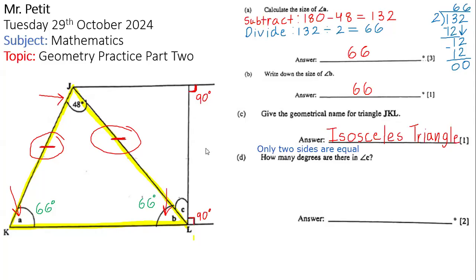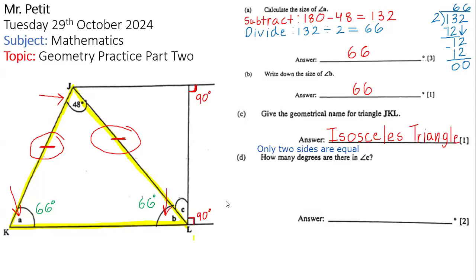Okay. Now that we got that, we need to figure out how we're going to get angle C. So angle C is right here. We know that angle B is 66 degrees. We know that this is 90 degrees. How are we going to get angle C?